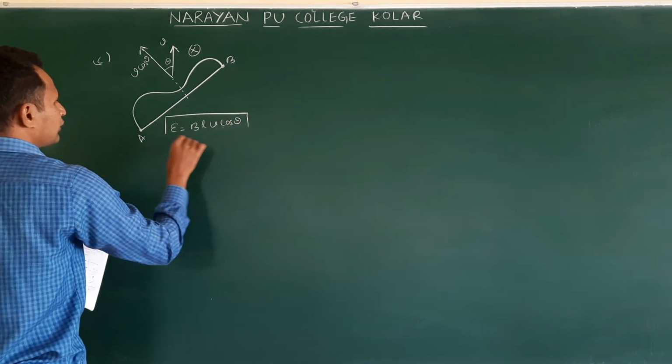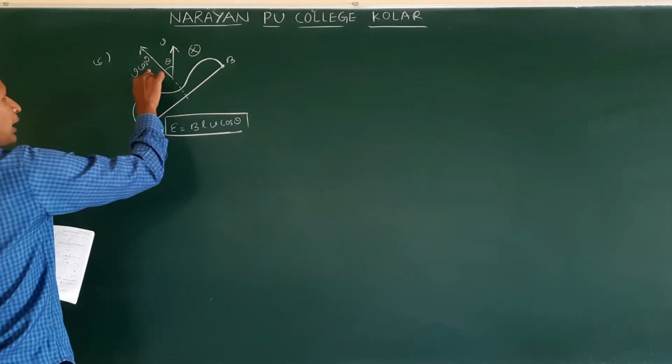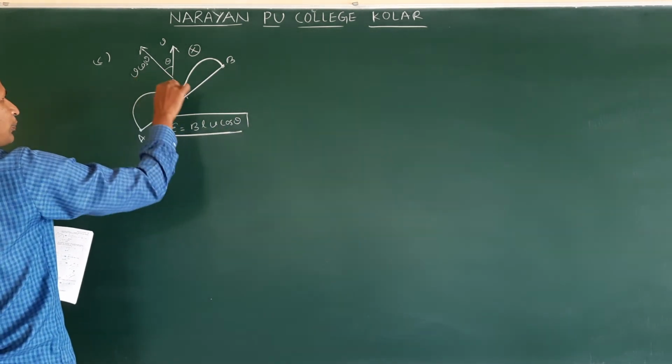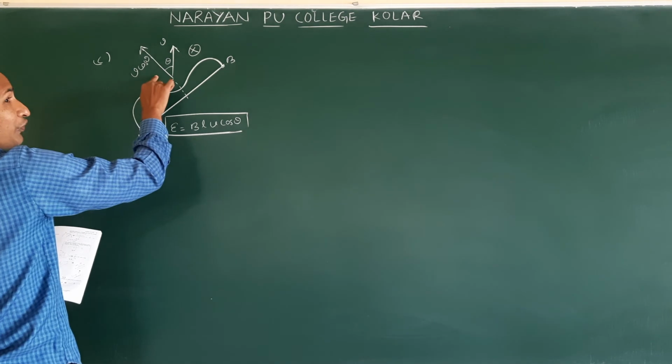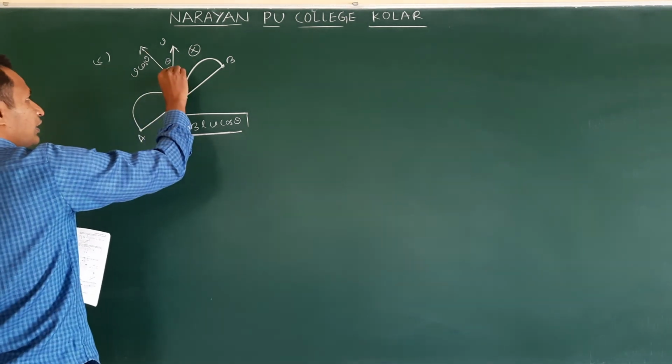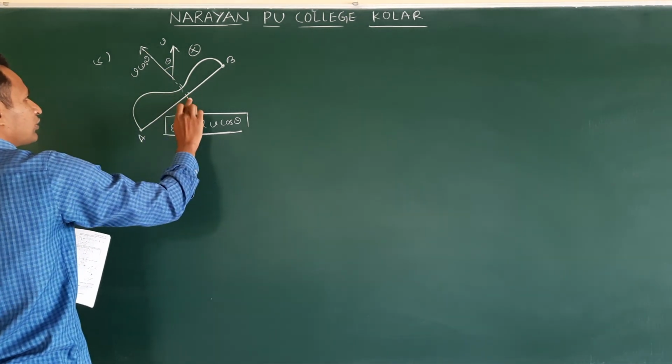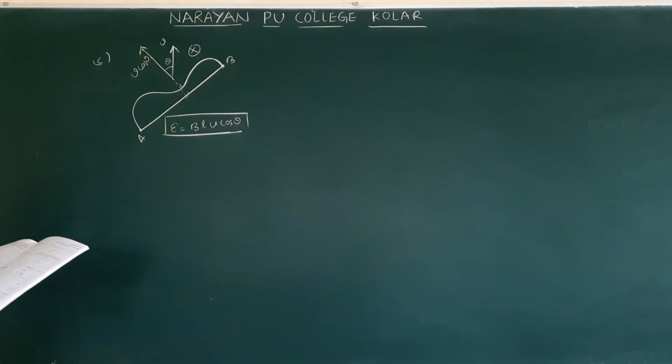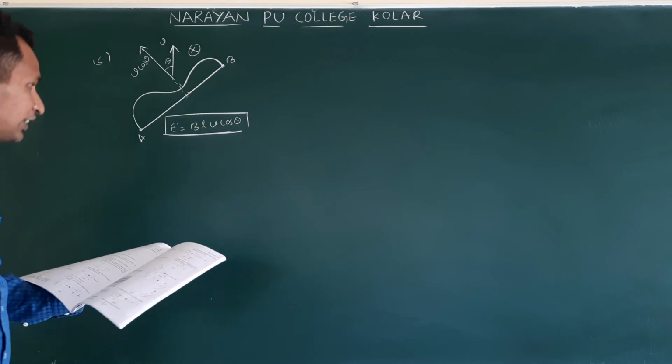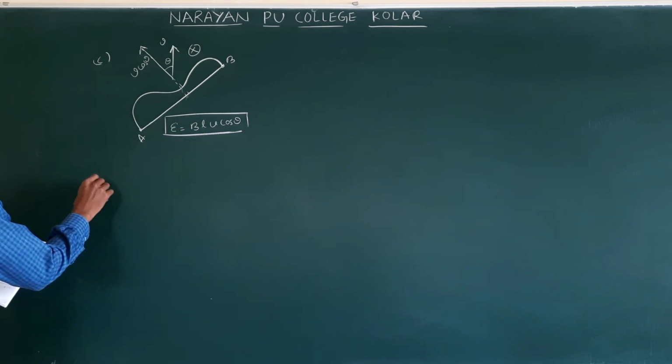Depending on the question, sometimes we will get V cos theta, which is perpendicular to the length. Sometimes we will get V sin theta. It depends on the question. Clear? And the induced EMF direction is also given. See in that. Next, the seventh one is very important.